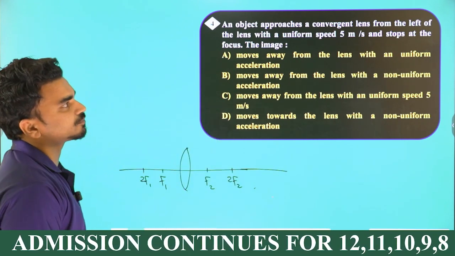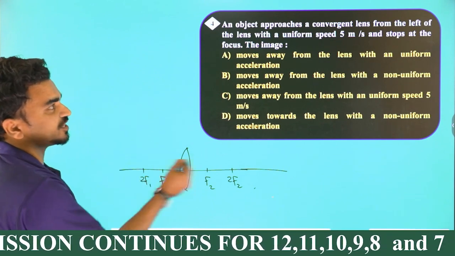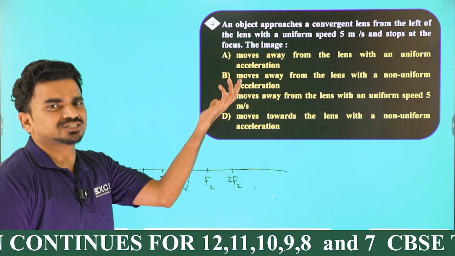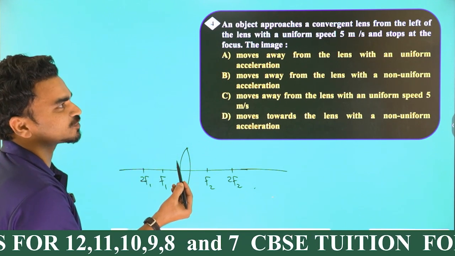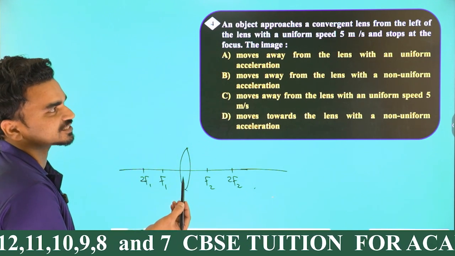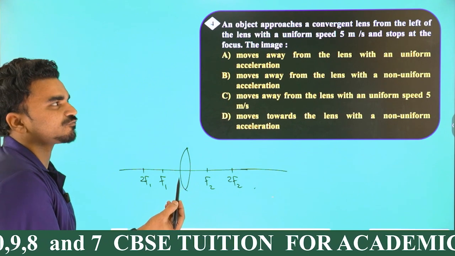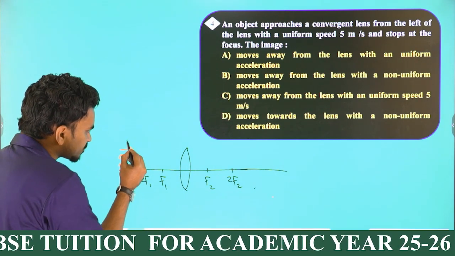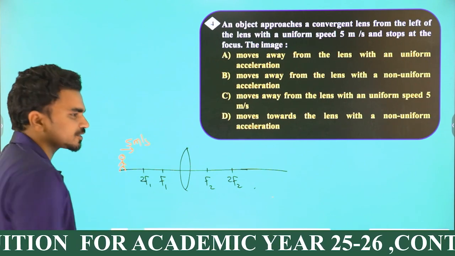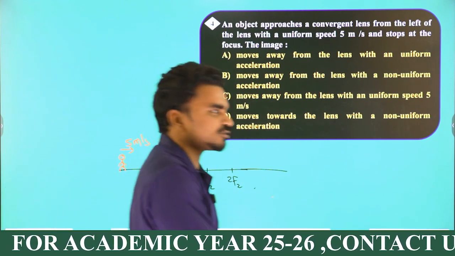To make this problem interesting, let me consider a man walking. An object approaching is boring, so let me make a challenge. A man is approaching the convergent lens, the convex lens, with what speed? 5 meters per second. The man is walking with 5 meters per second, constantly approaching the lens.